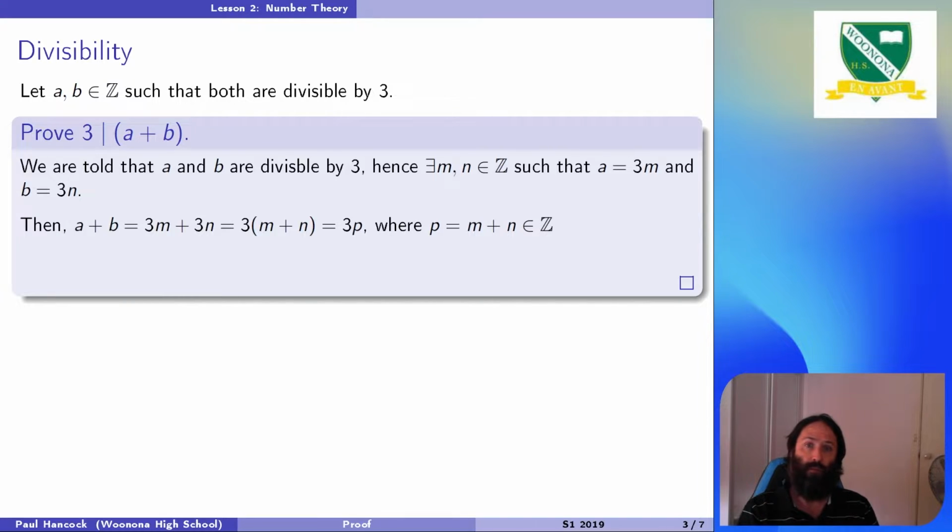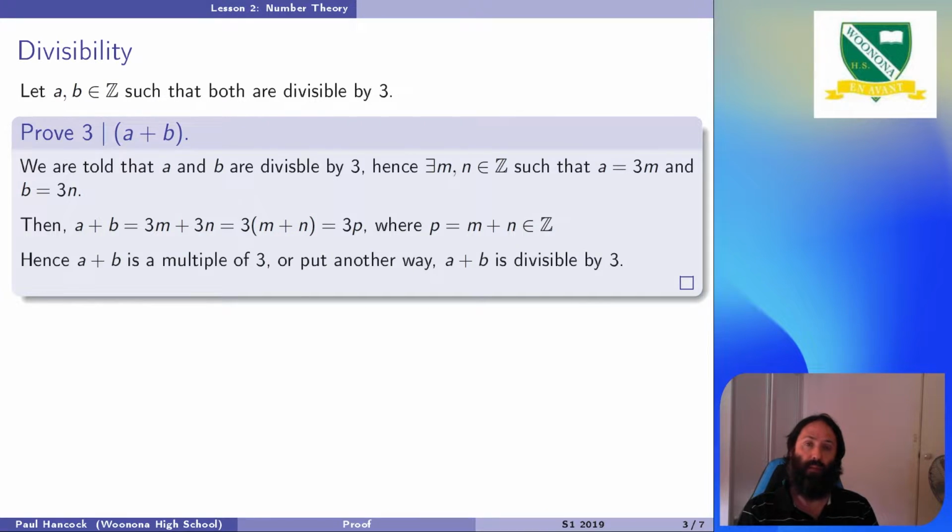So now we can just add those two things together. What is a plus b? Well, it's 3m plus 3n. There's a common factor of 3, and therefore I can rewrite that bracketed term m plus n as just another integer p, since m and n are both integers. Adding integers is still an integer. So we're basically proving the result at that point, that a plus b is some multiple of 3. Saying that another way, a plus b is divisible by 3.